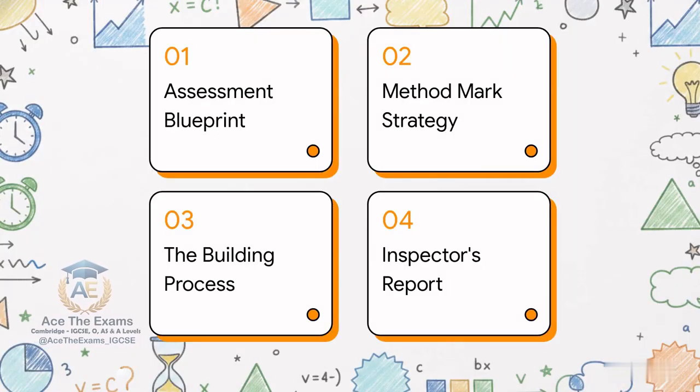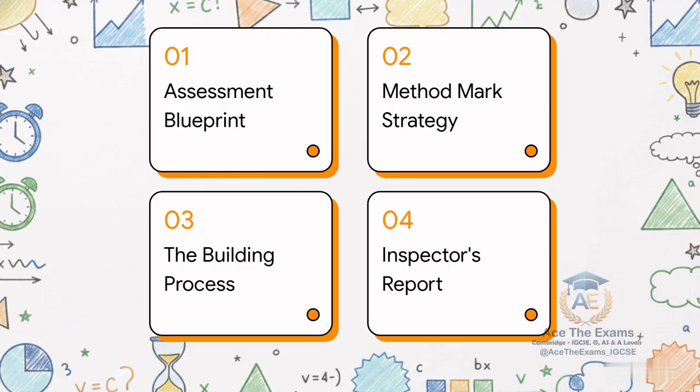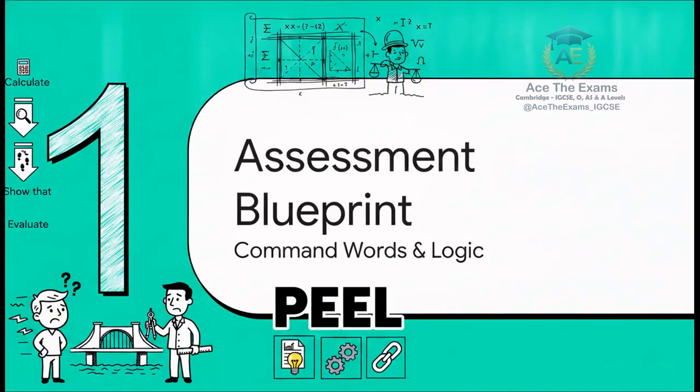So to secure those critical marks, we're going to follow this exact four-part agenda today. Number 1, the assessment blueprint. Number 2, the method mark strategy. Number 3, the building process. And finally, number 4, the inspector's report. Let's start with section 1, the assessment blueprint, and really look at the core principles of how examiners assess your logical and structured reasoning.